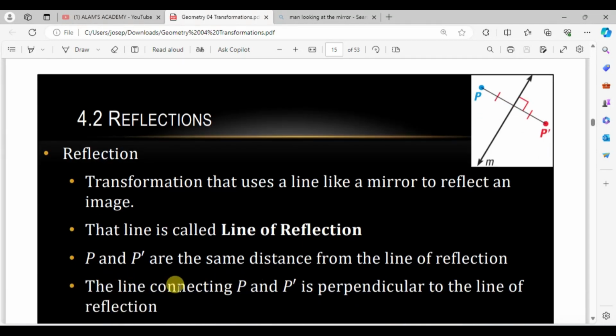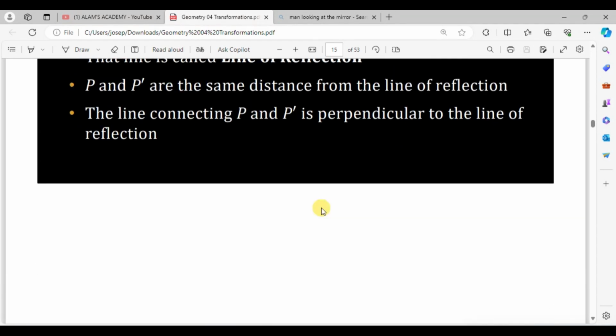All right, and the line connecting P and P prime is perpendicular to the line of reflection. So if this is the line of reflection, they must form a 90-degree angle. There's no way the line can be tilted. They must always form a 90-degree angle over here. So it means the P and its image are directly opposite each other. There's no way you can reflect this point P and then the P prime will come and be here. No, they must be directly opposite. So if you draw a straight line, you must connect them. Note this is the mirror, and the mirror becomes our reflection line.